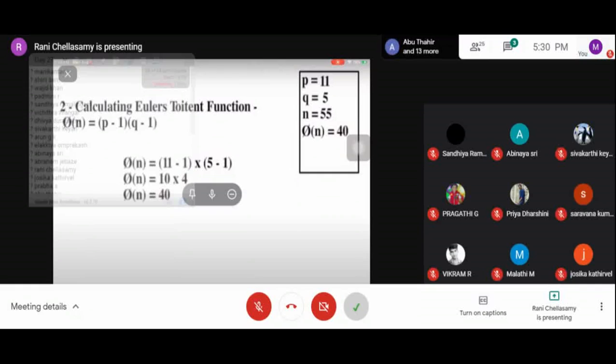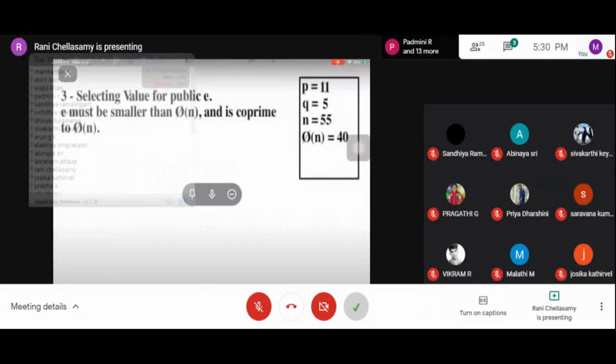The second step is to calculate Euler's totient function. By substituting the p value and q value, you get 11 minus 1 times 5 minus 1, that is 10 times 4. You get the phi of n value as 40. So this is the second step. Let's see what the third step is.